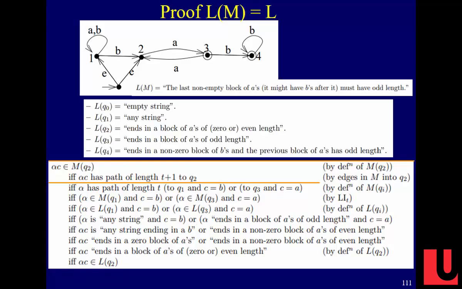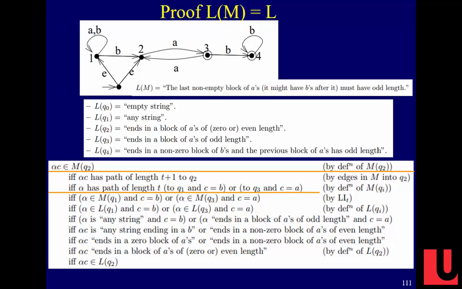All right, so here, if it's in there, then this has a path of length t plus 1 to Q2. How do we do that? It's just the definition of M. So holler if you don't follow a step. Here, if it has a path of length t plus 1 to q, we look at the edges of the machine, and we know that alpha, well, look at the machine.